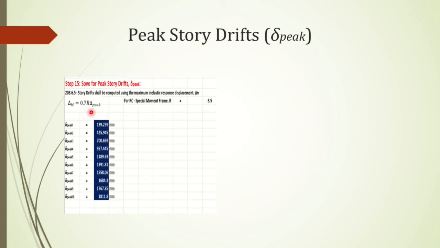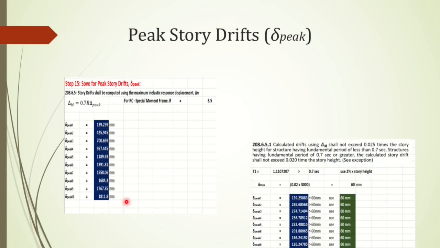Ngayon, yung value natin kanina sa delta peak, we will all multiply them by 0.7 and R. So, ito po yung value natin: 139.259 mm until 1,811 mm sa story drift ng 10th floor.